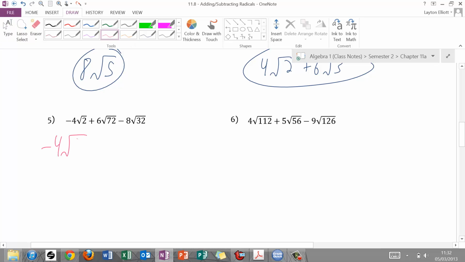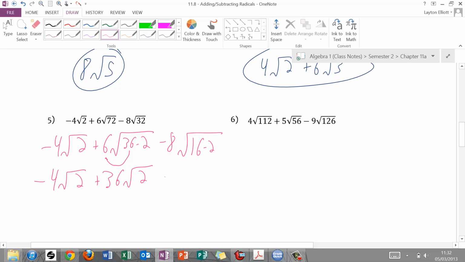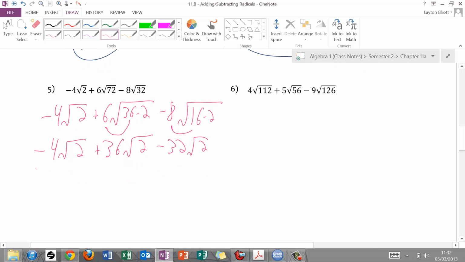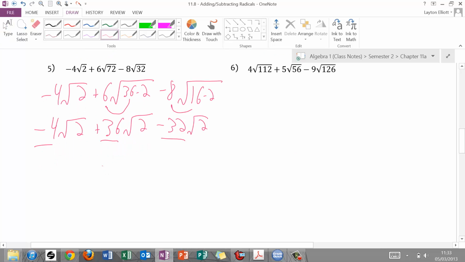Got negative 4 radical 2 plus 6 radical 72. I can break up 72 into 36 times 2 minus 8 radical 32, and 32 I can break up into 16 times 2. I have negative 4 radical 2 plus 36 comes out as 6, and 6 times 6 is 36, still with the radical 2, minus 16 comes out as 4, 4 times 8 is 32, radical 2. If I add up the coefficients, I have negative 4, 36, and negative 32. That would be 32 minus 32, so you get 0 radical 2, or just 0.